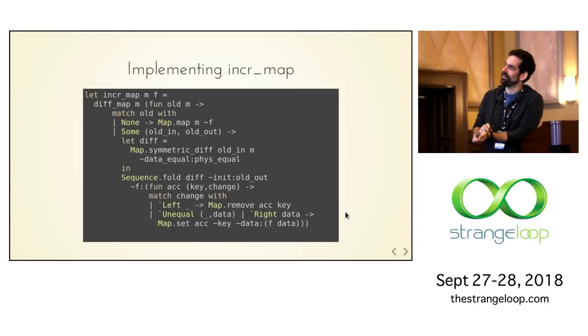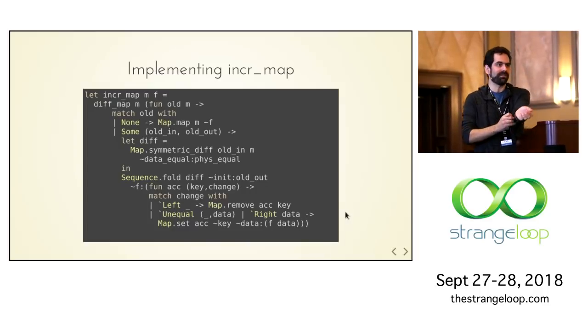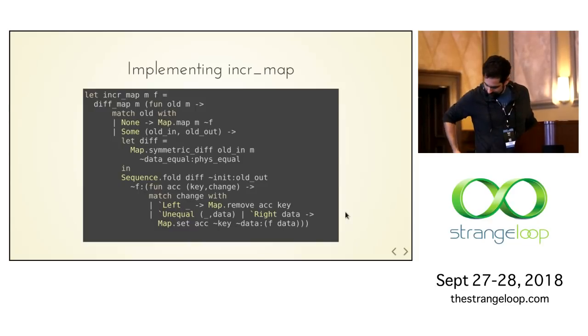And what's nice about this is it's actually a very general purpose thing. We're not really, in an important way, specialized to maps. We're able to do this because it's a diffable data structure, and lots of functional data structures are diffable. So this is a pretty general purpose trick.